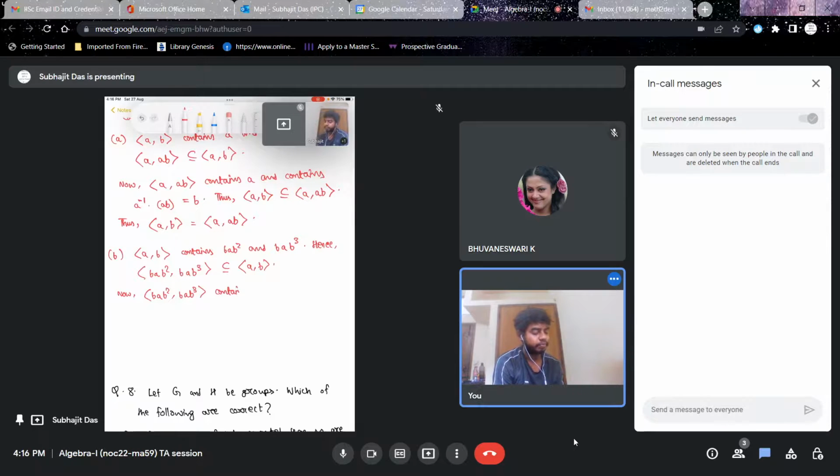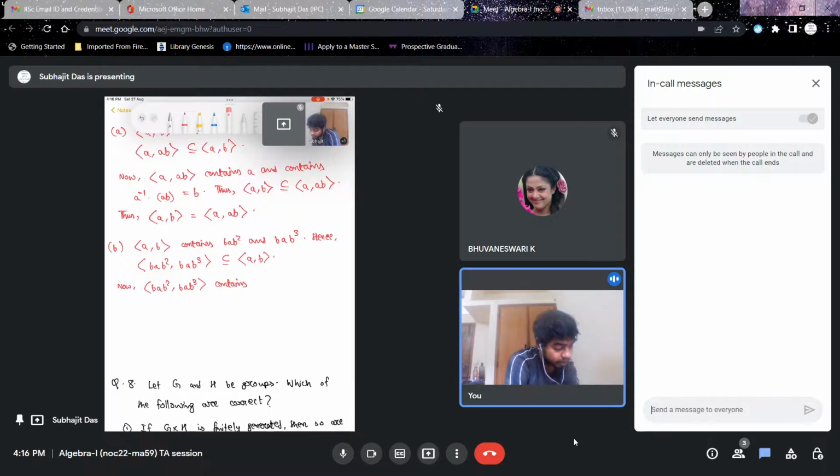Why? Because now the subgroup generated by BAB square and BAB cube contains BAB cube. It contains BAB square, which is an element, so its inverse is also here, times BAB cube, right? So this is just BAB square inverse times BAB square B, right? Which is just B, right?